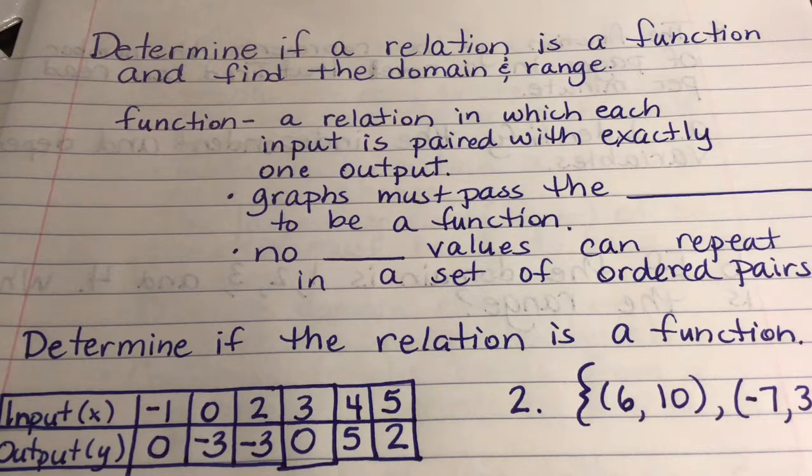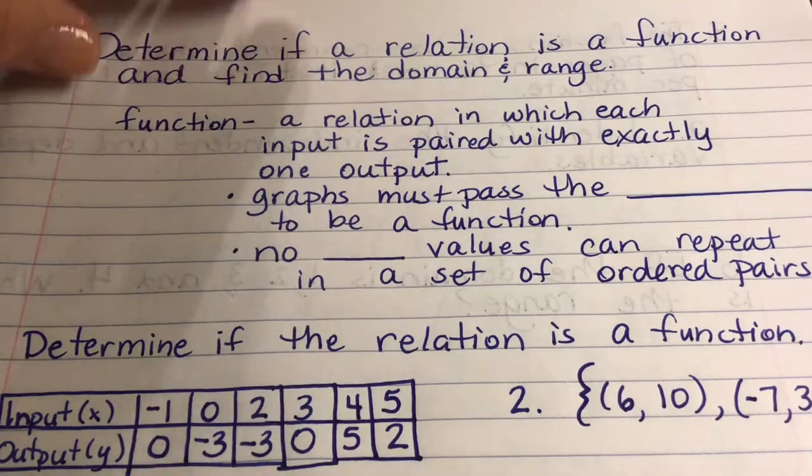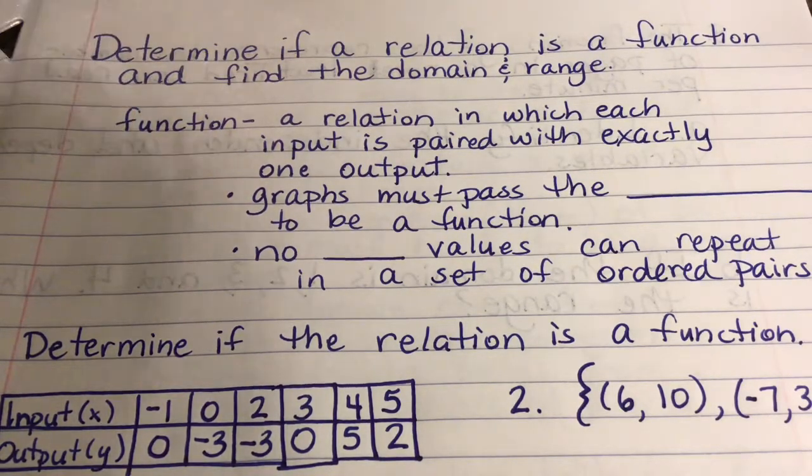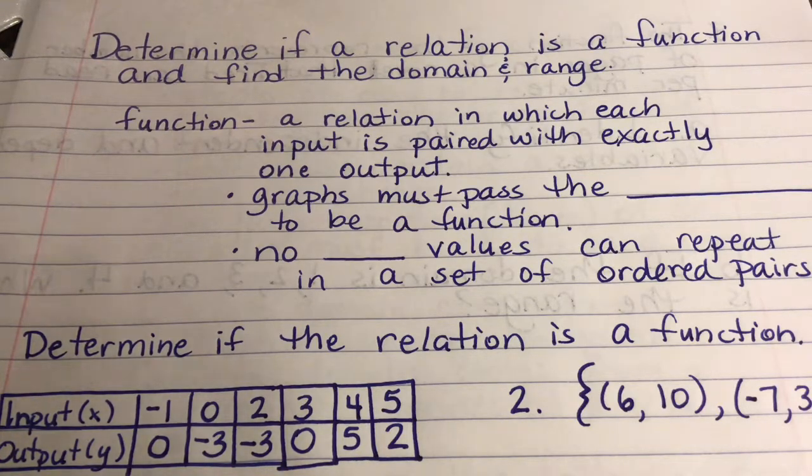Here's a video about determining if a relation is a function and finding the domain and the range of a function. A definition that you can use for a function is a relation in which each input is paired with exactly one output.